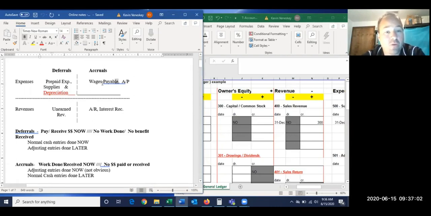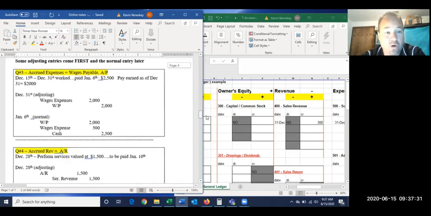The primary one that we're going to look at is wages payable. This is where your workers have worked during maybe that last week of December, but you're not paying them until January. It would be unfair to January to count all the work that was done in December on January's books. We don't want to do that. We want to put December's work with December's books, even if cash isn't paid.